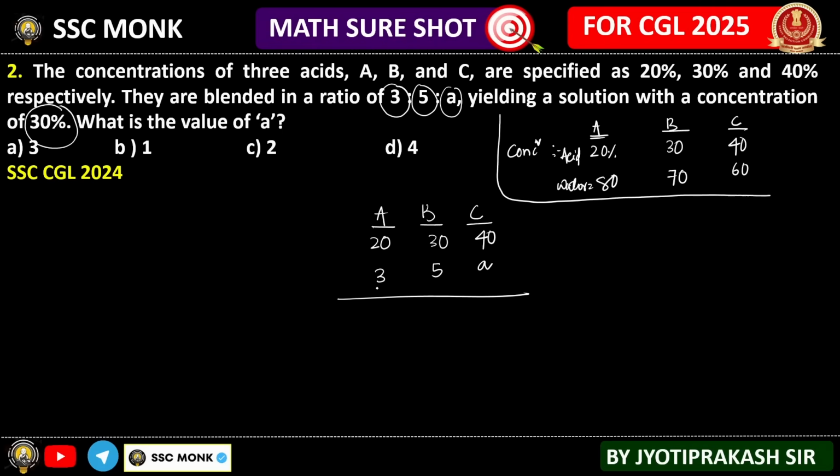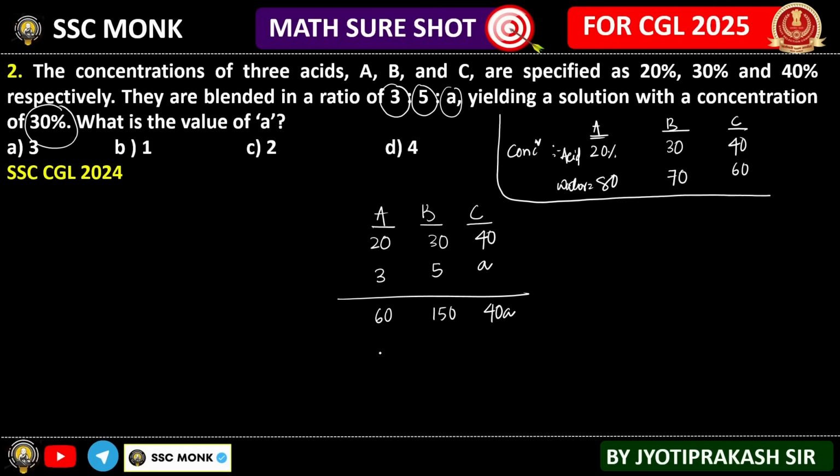So 20% into 3 is equal to what? Sir, 60%. Write it as 60. 30 into 5 is equal to 150. 40 into A is equal to 40A. You write it. So this much amount of acid is present in the total solution.